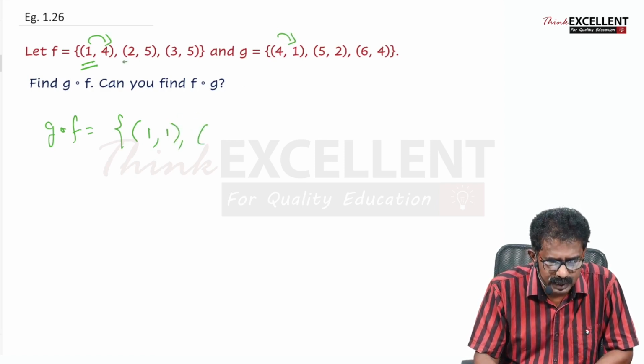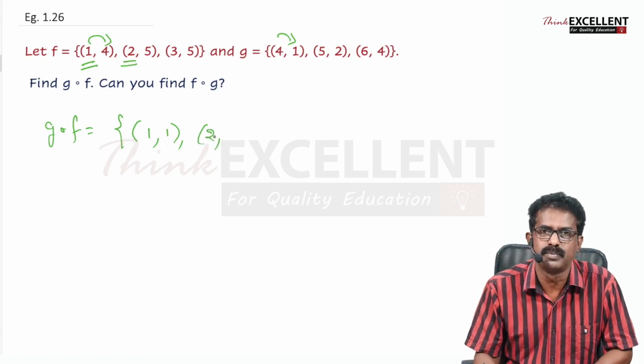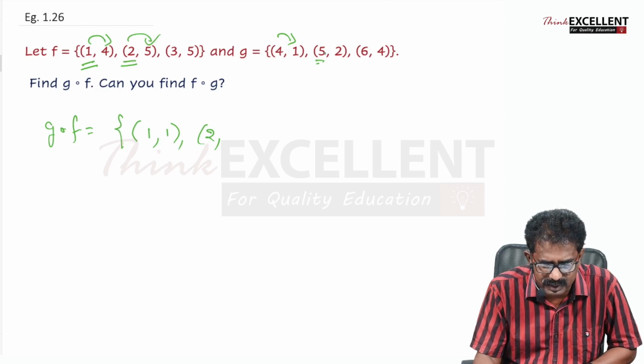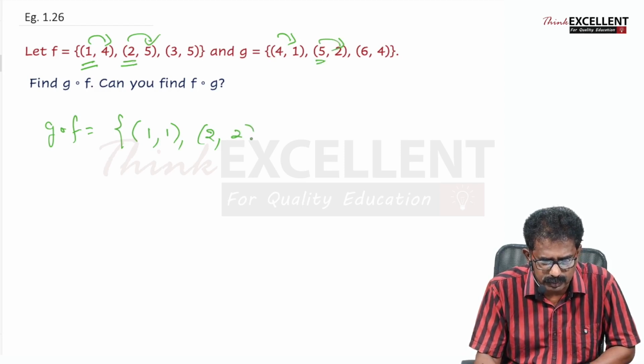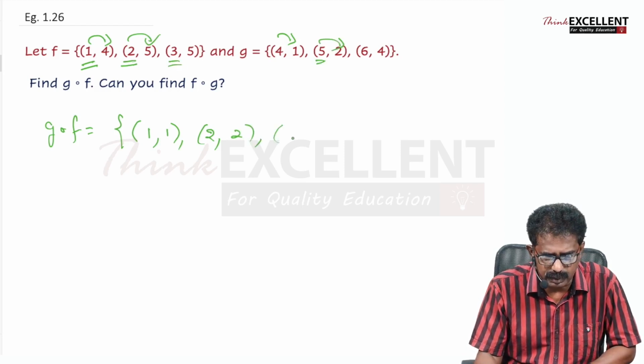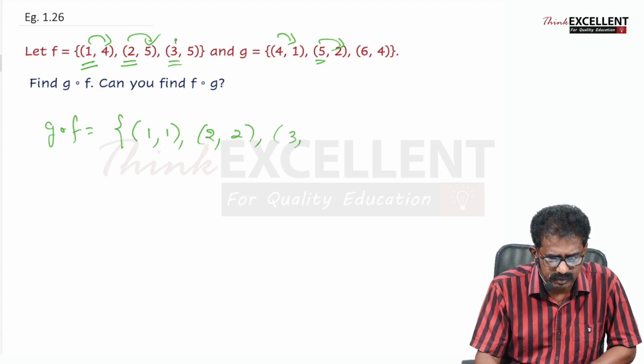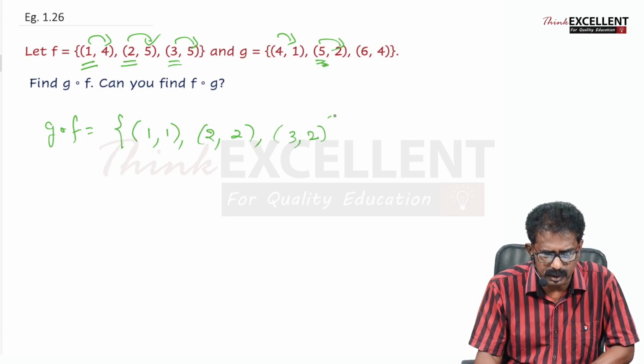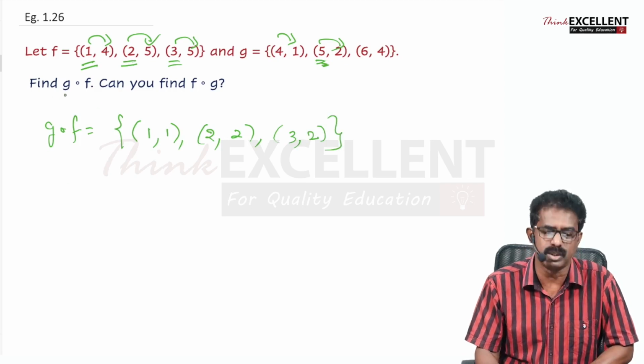Take the second number. What is the second number? 2. So write here 2 immediately. So 2's image we are going to find, right? The 2 is related to 5, and that 5 is related to 2. So 2, 2. Then 3. Third number is 3. 3 is related to 5, and that 5 is related to 2. So it is 2. 3, 2. So this is G composition F.